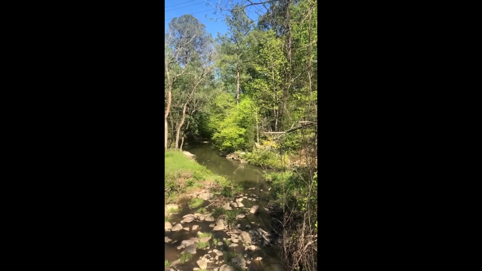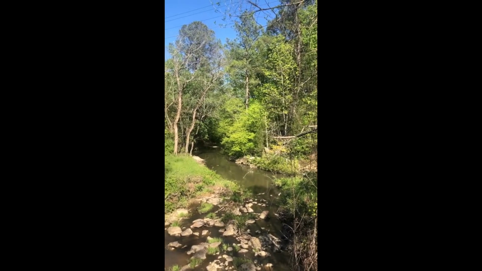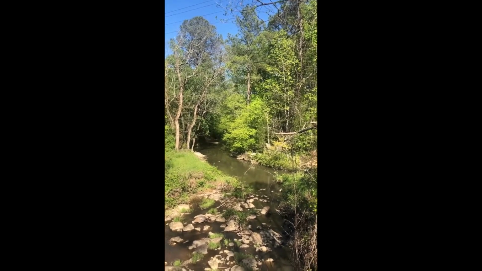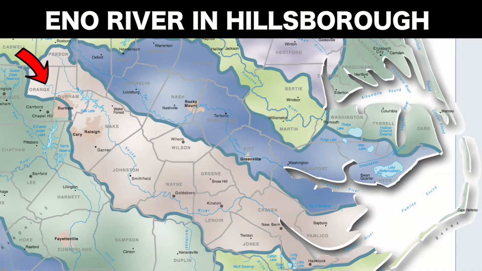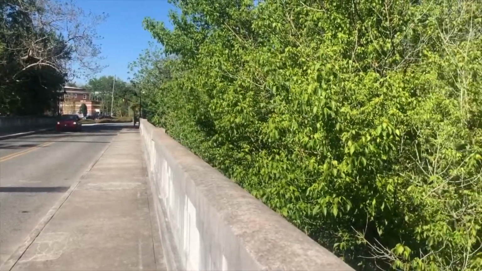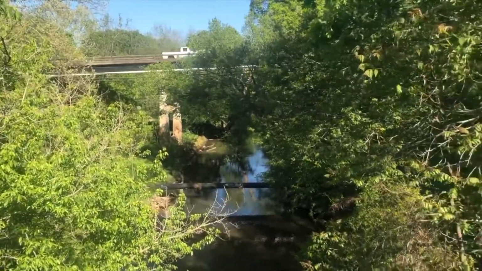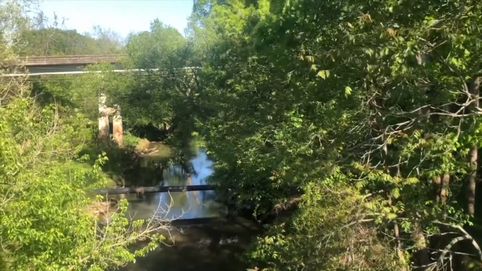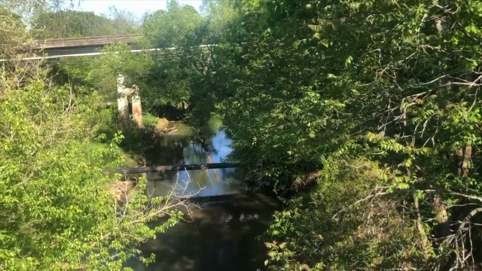The Eno River is a tributary of the Neuse River that flows through Durham. Its headwaters, as seen here, are in western Orange County near the town of Efland. The first town the Eno goes through is Hillsborough. Here's the Eno River in the town of Hillsborough.